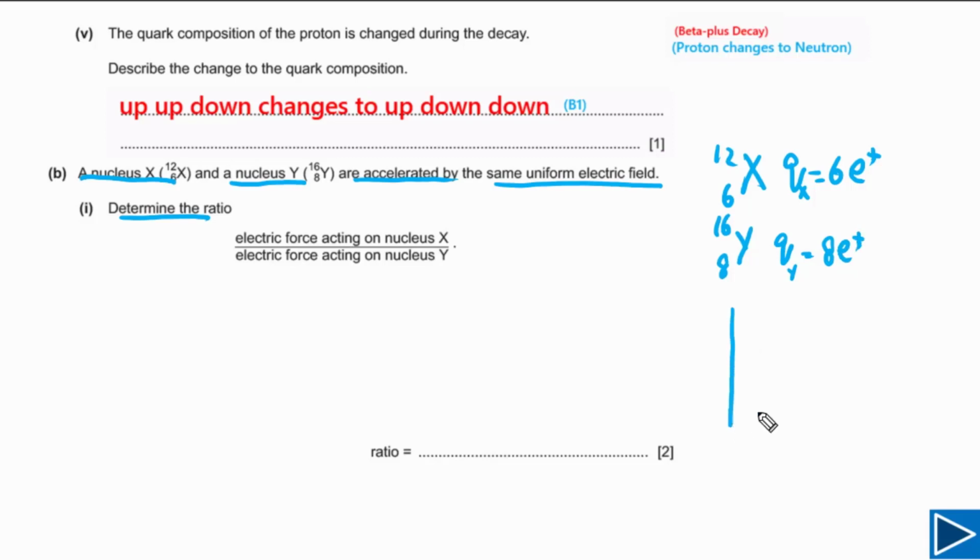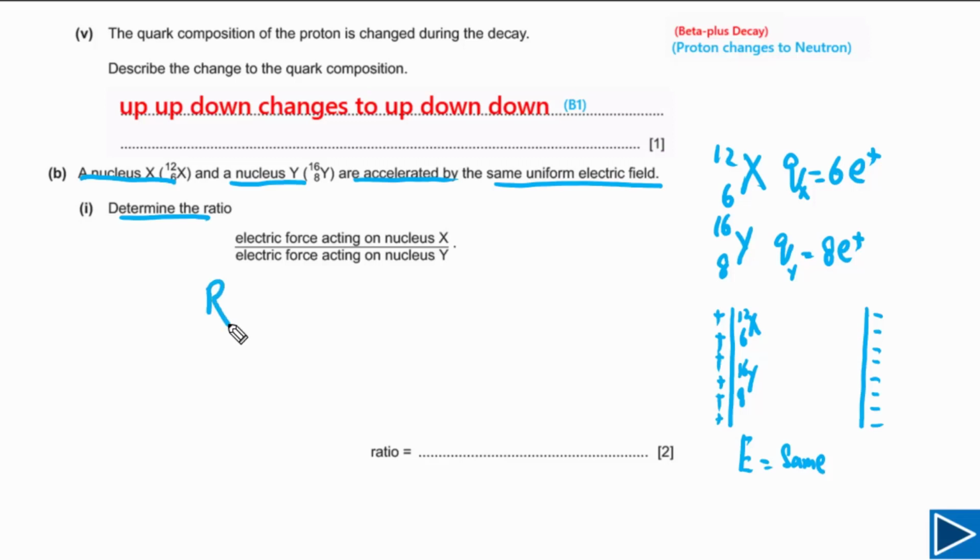These two are accelerated through the same electric field, and the field is uniform. Same uniform electric field. So we can place these two nuclei in this electric field. We can assume we have nucleus X here, with atomic number 6 and mass number 12. And we have another nucleus Y, with atomic number 8 and mass number 16. They are accelerated in this uniform electric field. As it is a uniform electric field, it means E is the same everywhere in this field. We can simply say E is the same.